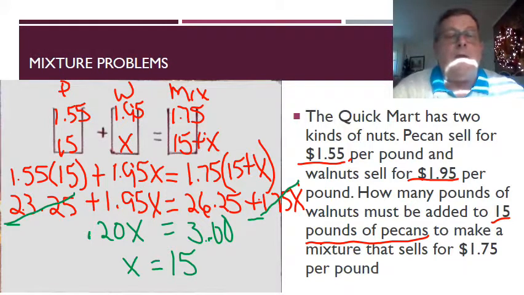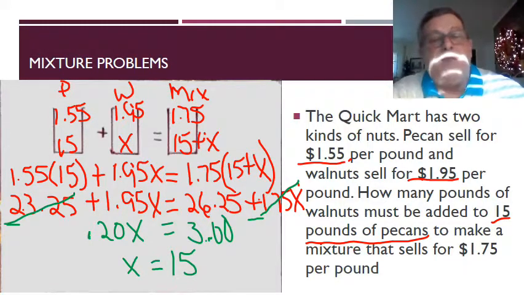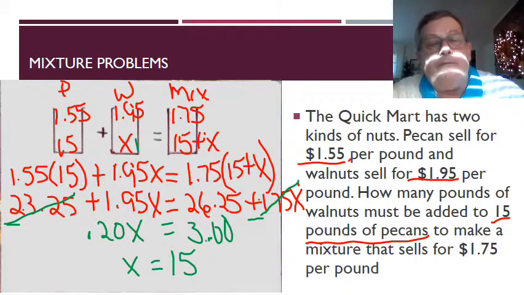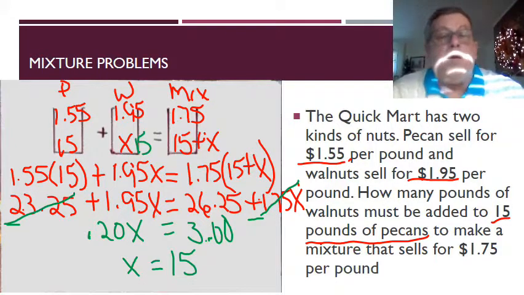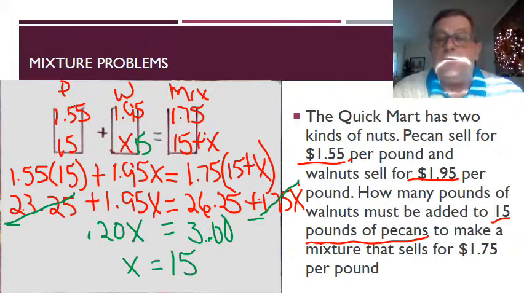So what does that tell me? Well, that says that if I add 15 pounds, I'm going to substitute right here, I'm going to have 15 pounds of walnuts at $1.95 that I'm going to add to 15 pounds of pecans at $1.55, and I would end up with a total mixture of 30 pounds in this case, but my mixture would cost $1.75, and that's what I was trying to find out.